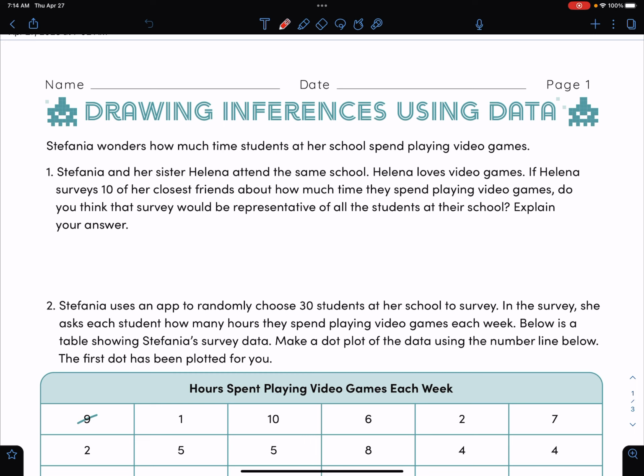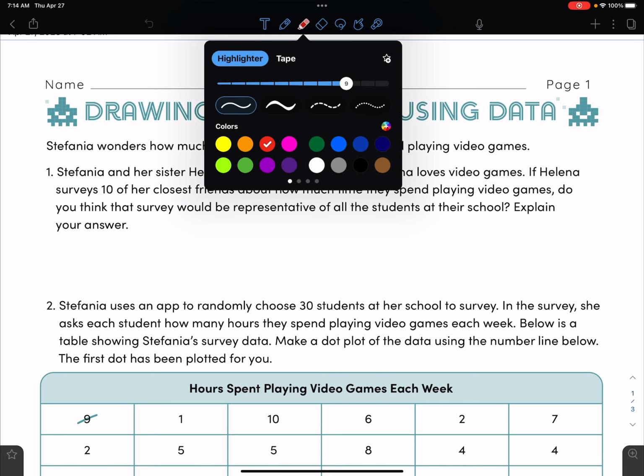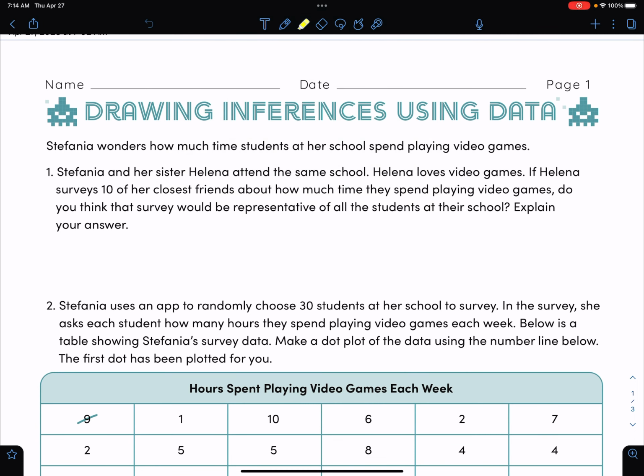Stefania wonders how much time students at her school spend playing video games. Stefania and her sister Helena attend the same school. Helena loves video games. If Helena surveys 10 of her closest friends about how much time they spend playing video games, do you think that that survey would be representative of all the students at their school? Explain your answer.